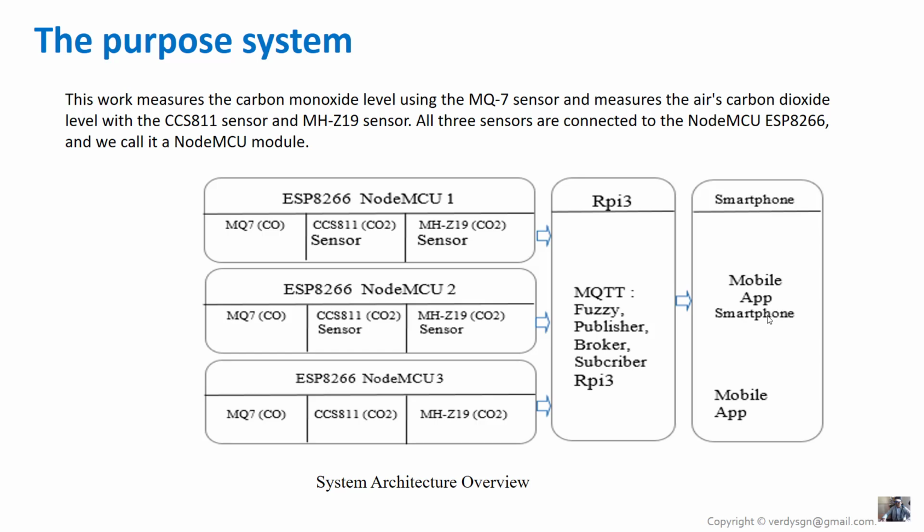The proposed system. This work measures the carbon monoxide level using the MQ7 sensor and measures the air carbon dioxide level with the CCS811 sensor and MQ135. All those sensors are connected to the NodeMCU ESP8266, and we call it the NodeMCU module.